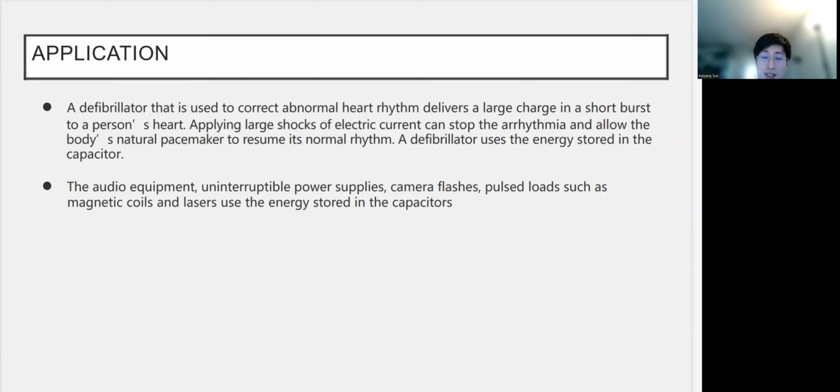A defibrillator uses the energy stored in the capacitor, and so do other equipment such as uninterruptible power supplies, camera flashes, pulsed magnetic coils, and lasers.